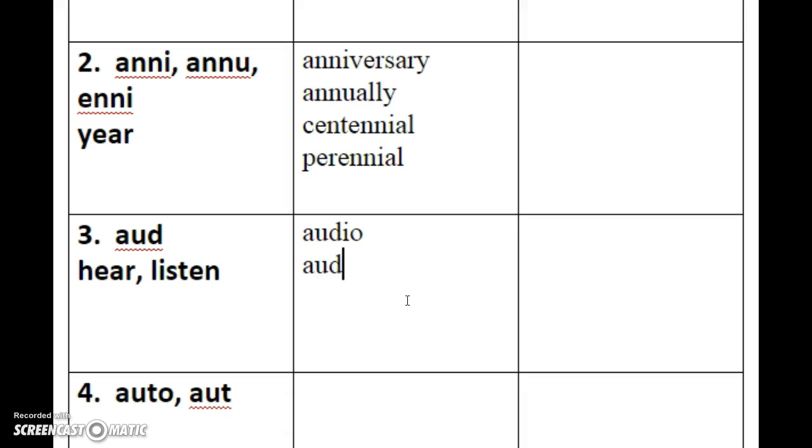Another one is just auditory. That means just dealing with sound. So anything that's talking, if you had an auditory disorder, it would mean a disorder of your hearing.